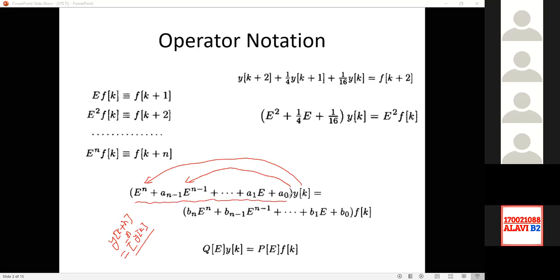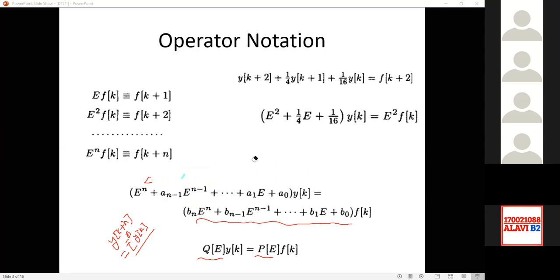It is very similar to the D operators that we used in differential equations. So this is your input side and this is your output side. Just following the same notational procedure that was followed in the previous class solving differential equations, we can represent our output operator by Q(E) and our input operator by P(E). So this is the simple, brief representation of a difference equation.